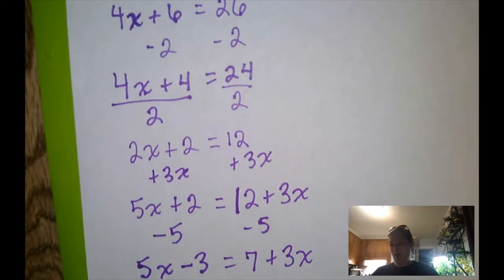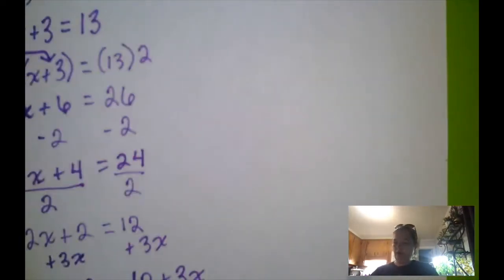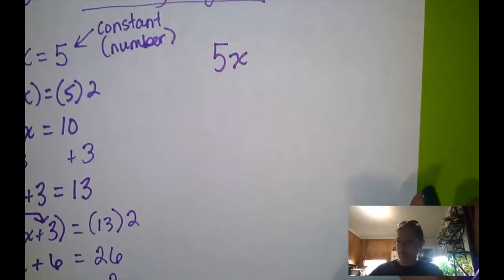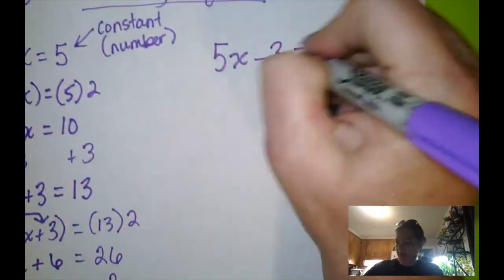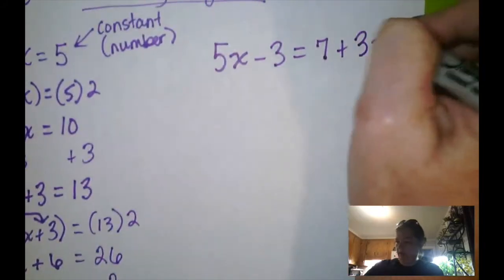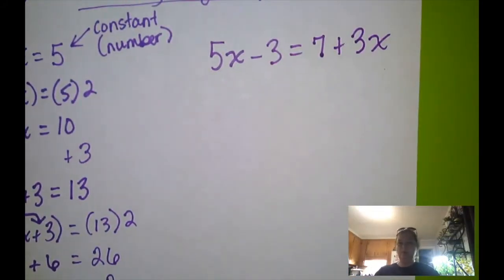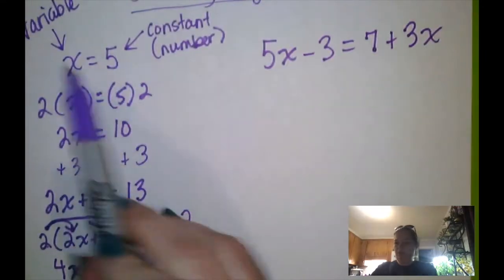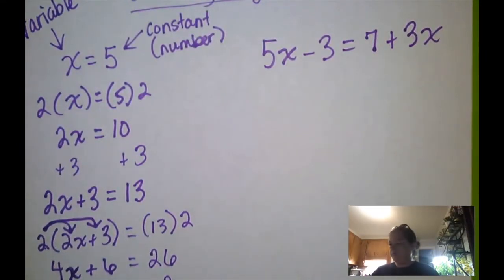Alright. We're actually going to work backwards on this one to solve it. So let's write this up here. We've got 5x minus 3 equals 7 plus 3x. You want to look for things that you can start doing that will get you back to where it just shows what x is equal to.